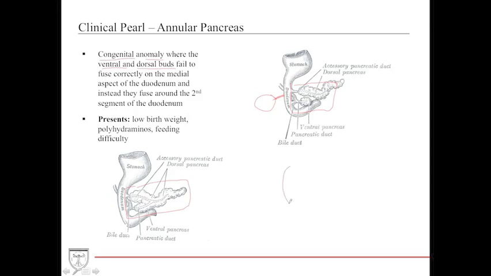And as the duodenum is like this, you have this portion of the pancreas and this portion of the pancreas, and they will actually fuse across the duodenum like this. As you can see, it's almost forming a little ring around the duodenum. This will actually cause compression of the duodenum and occlude it as food tries to flow through. It will fuse around the second segment of the duodenum, and can present with things like significant low birth weight, polyhydramnios, or even feeding difficulty because food has trouble passing through the duodenum.